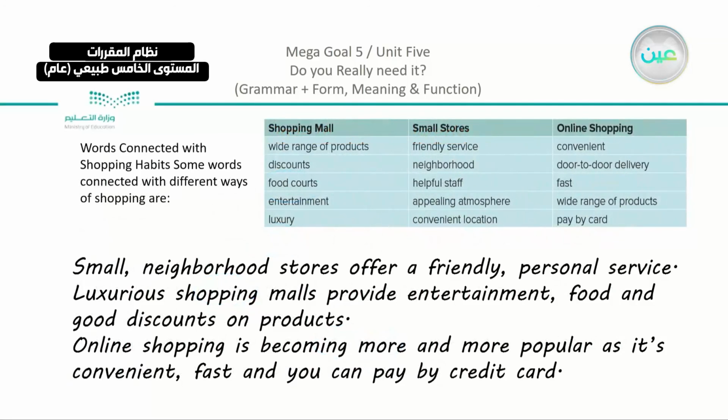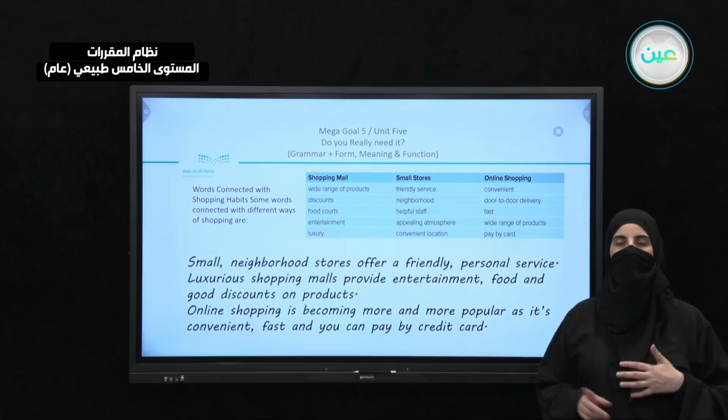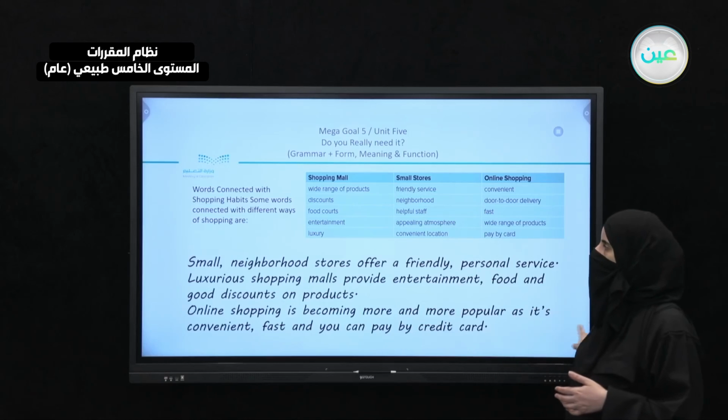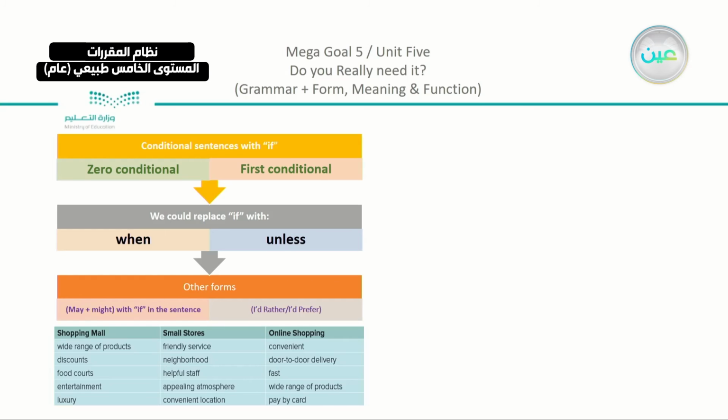Now, these are words that are related to shopping habits. And we said that we have words that are related to shopping malls, words that are related to small shops, and words that are related to online shopping. We have here all the parts that we took in the form, meaning, and function. And if you remember, we applied all the parts in sentences using also the words that are related to shopping. So let's go by them again.